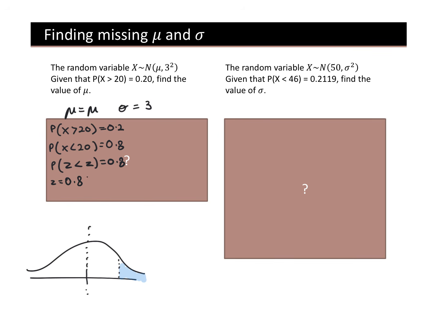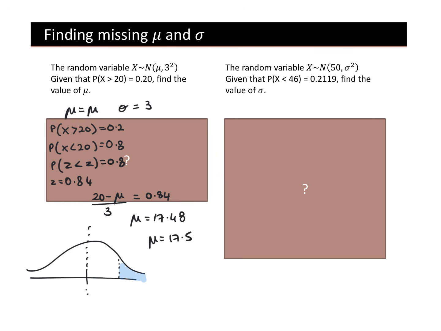Okay, so now I know that my x, which is 20, minus my mean over my standard deviation, which is 3, equals 0.84. So this is exactly the same as what we've been doing, apart from this time we have different values missing. Rearrange this. 0.84 times 3 equals 20 minus the mean, multiplied by minus 1. Our mean is 17.48. Okay, 1 decimal place, 17.5.